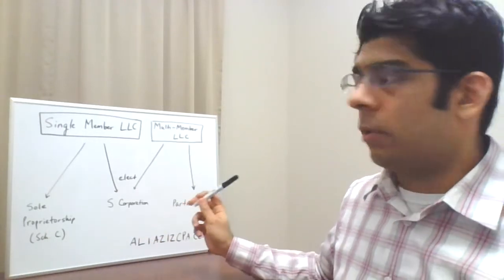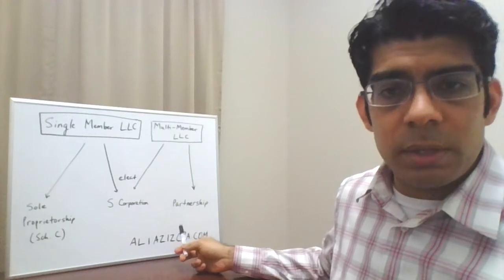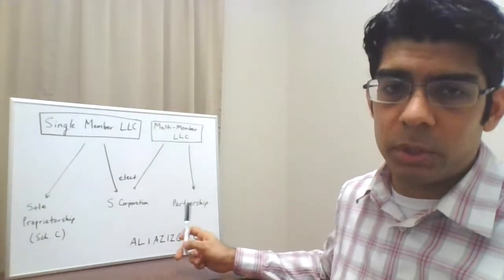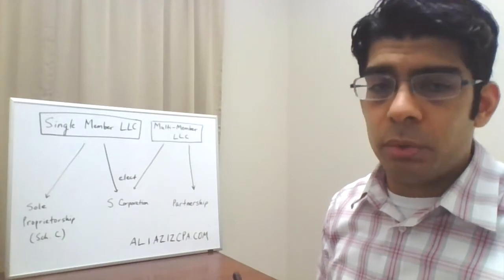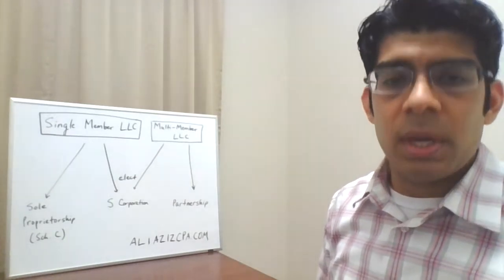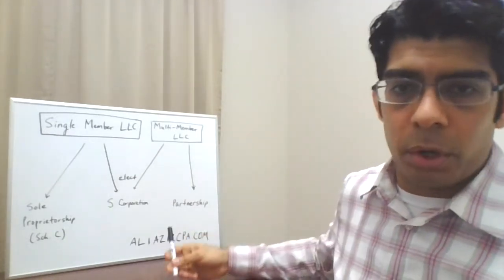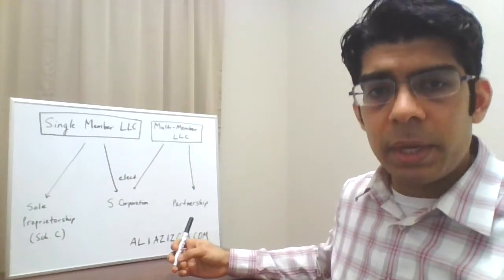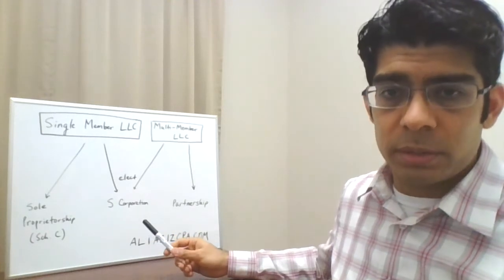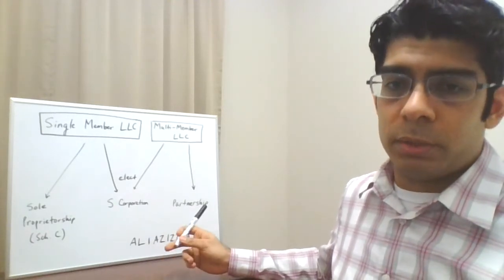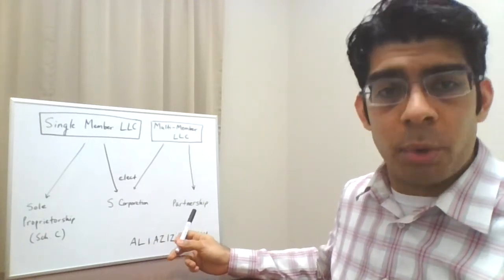All right. Now, for a multi-member LLC, the default status is a partnership. So let's say you and another person, you get into a partnership, you form a multi-member LLC. By default, that's going to be taxed as a partnership. Okay, and as a partnership, you can also elect S corp status. Okay, so by default, you're a partnership and you file as a partnership.